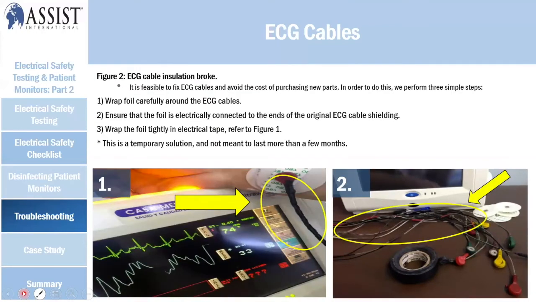You can see on figure 2 the broken ECG cable. It is possible to fix it. If you don't have any extra stock, you can fix it using certain methods, so you can still use it until you get the parts. You can wrap a foil carefully around the ECG cable. Ensure the foil is electrically connected to the end of your original ECG cable shield, wrap the foil tight, and then wrap electrical tape. You can see figure 1.